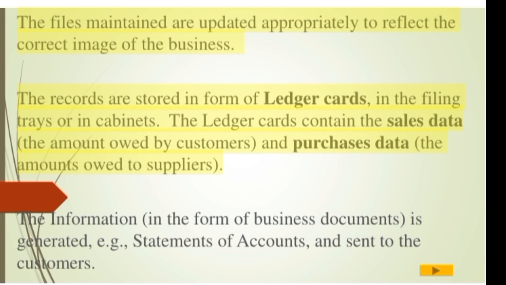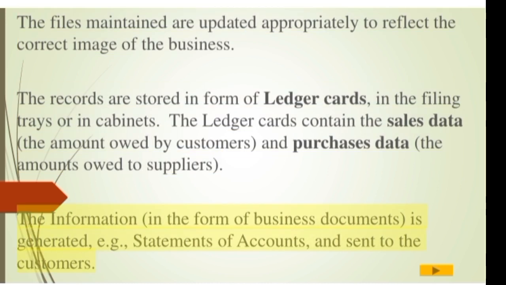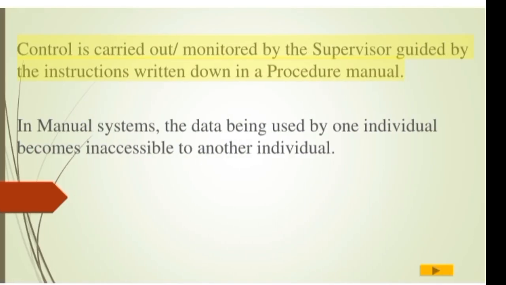The records are stored in the form of ledger cards, in filing trays or in cabinets. The ledger cards contain the sales data, the amounts owed by customers, and purchases data, the amounts owed to suppliers. The information, in the form of business documents, is generated, e.g., statements of accounts, and sent to the customers. Control is carried out, monitored by the supervisor, guided by the instructions written down in a procedure manual. In manual systems, the data being used by one individual becomes inaccessible to another individual.